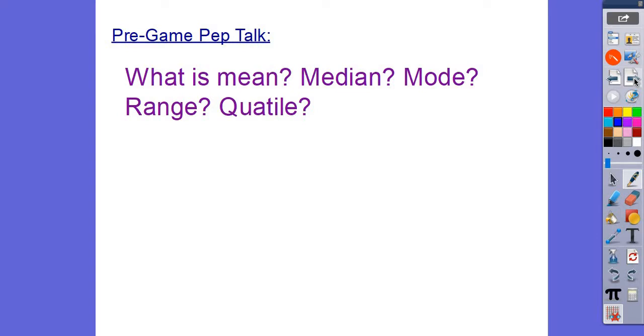We learned about quartiles. What kind of graphs have quartiles? Box and whisker plot. Okay, today we're going to start learning what information the box and whisker plots gives us.